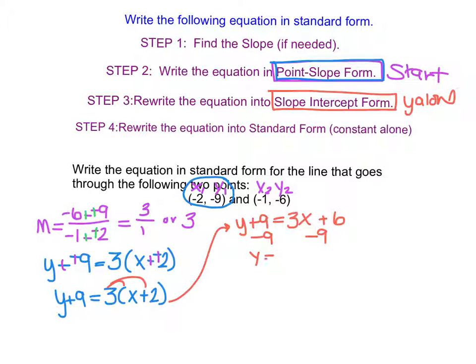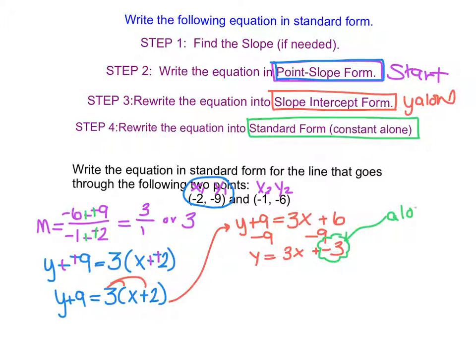So I have y is equal to 3x plus a negative 3. Then finally, to end, I want to end in standard form, which means my constant value with no variable is what I want by itself, which in this case is this negative 3. So there's no variable attached to it.